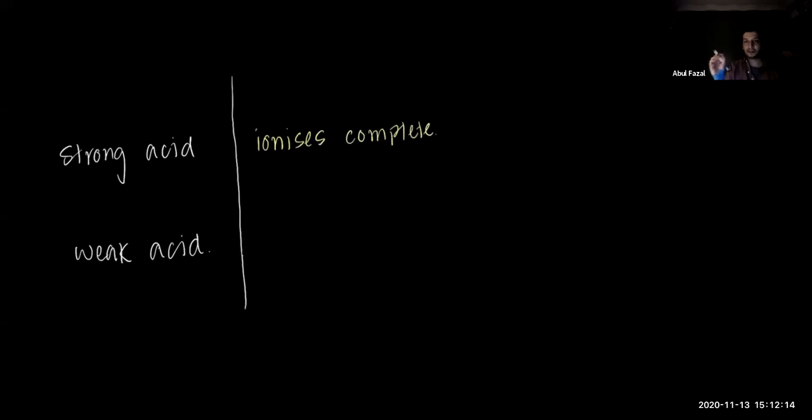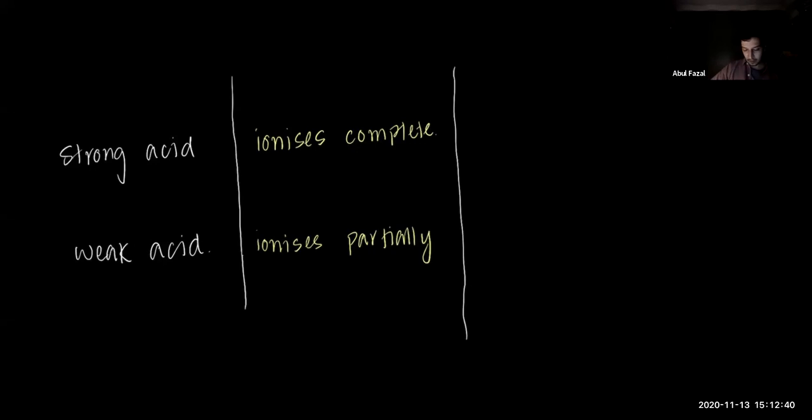The amount of acid you have, all of it turns into H plus ions and whatever is attached to the H plus ions. A weak acid ionizes partially, about 3 to 7%, we saw that last class. Ionizes partially. Now you can have the same acid, but this definition stays: it's a strong acid or a weak acid depending on how much H plus ions it produces.